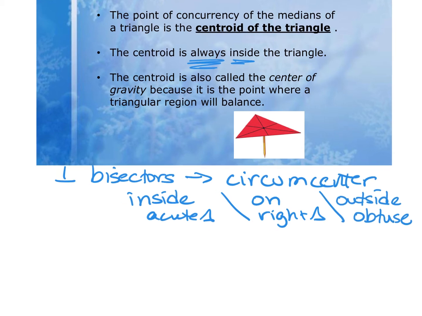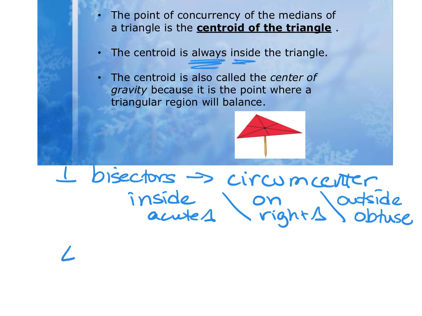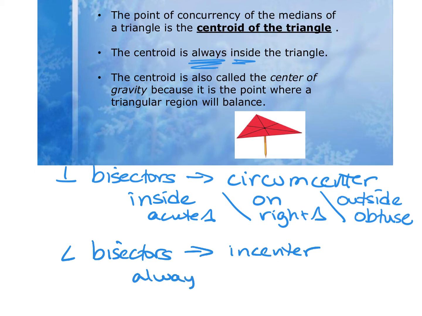The other thing we talked about were the angle bisectors. Their point of concurrency is called the incenter. And just like the centroid, this one is always inside the triangle. So again, start making yourself a little study guide to help review all of this.